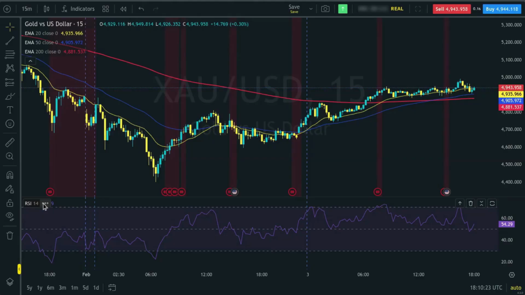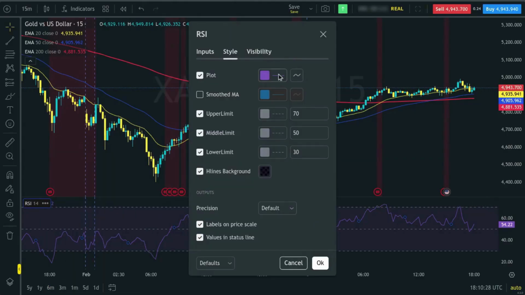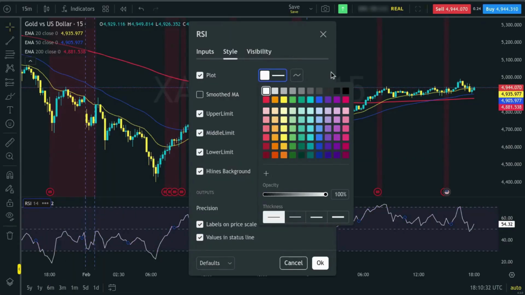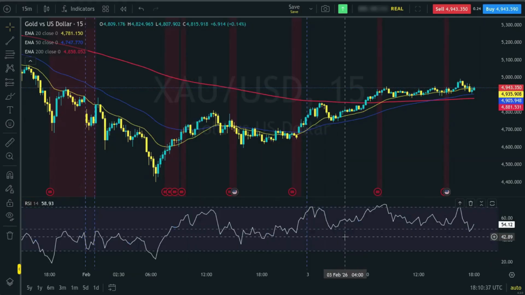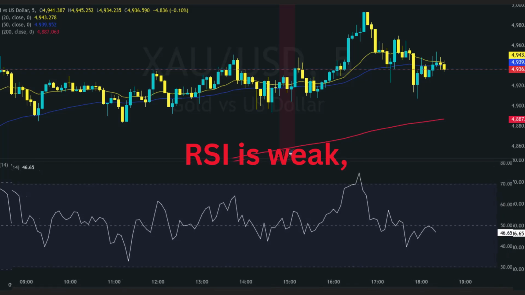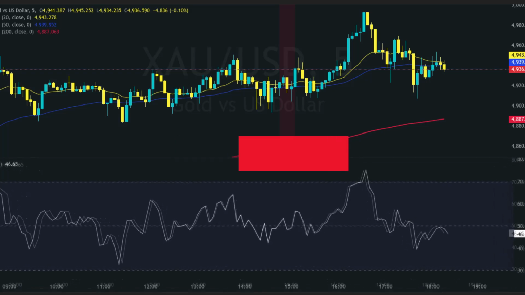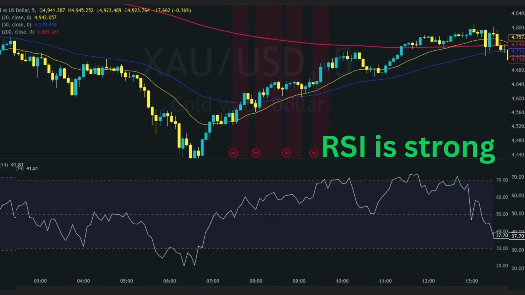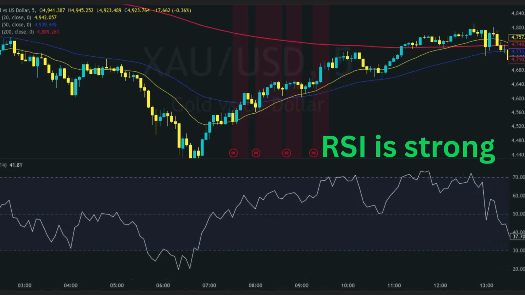Why does RSI work well on gold? Because gold can spike without continuation. RSI helps me see if a move has real power, or if it is just a fake push. If RSI is weak, I don't rush. If RSI is strong, I prepare.